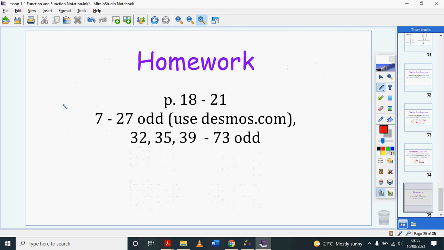This is your homework. For these numbers, you can use Desmos to graph them so that you can tell whether they're functions or not. Remember, take pictures of your work and turn it in. Good luck.